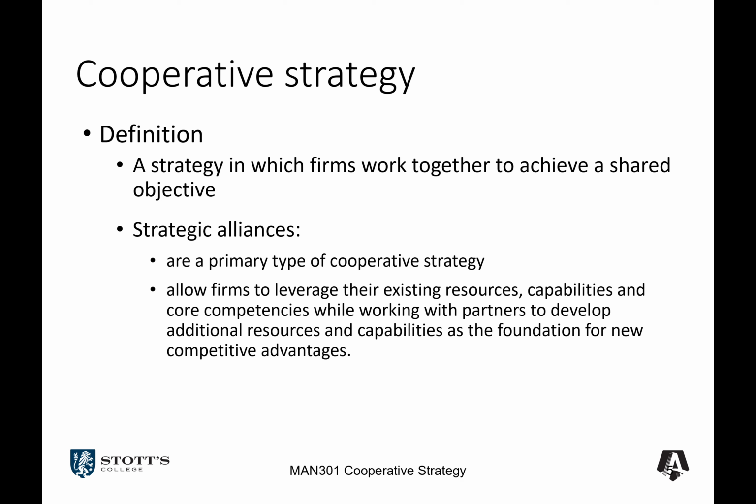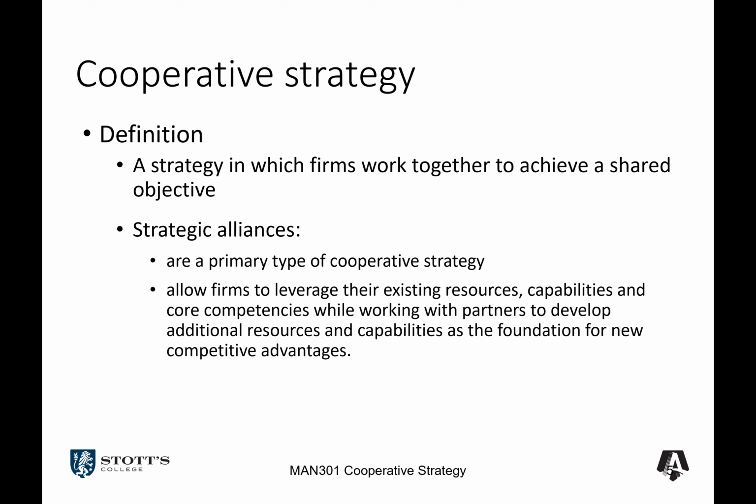Now, a strategic alliance is the primary form of cooperative strategy. Some strategic alliances can be equity-based. They have money coming in from, or resources coming in from both companies. They may form a separate organization. Those things are called joint ventures, so they're a special type of strategic alliance.